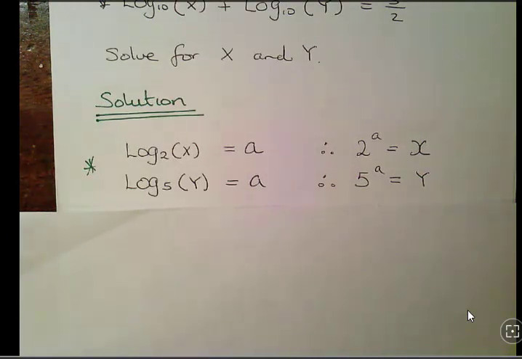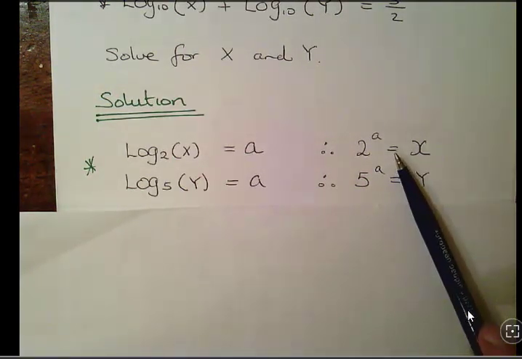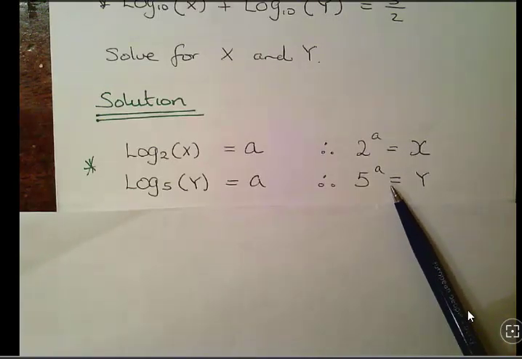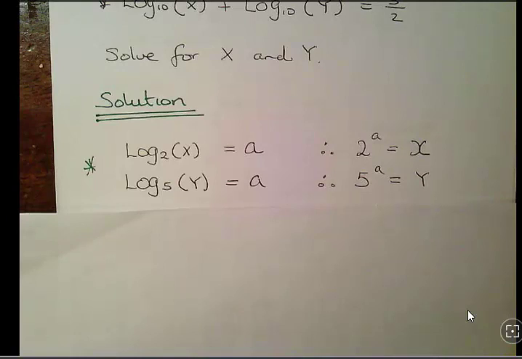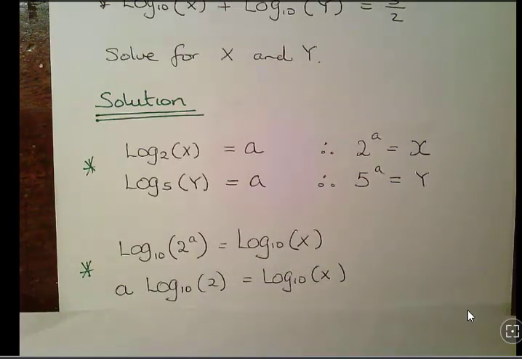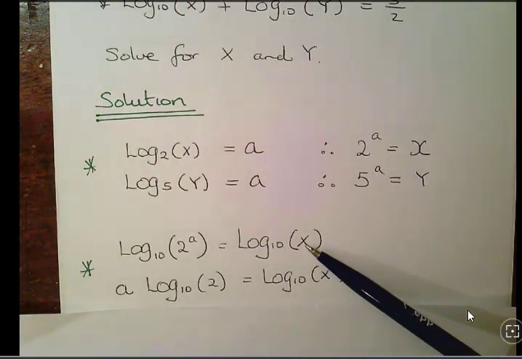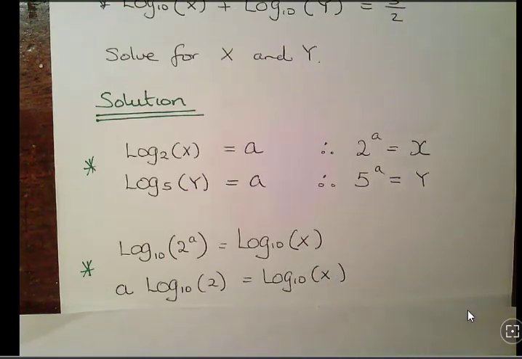Okay, so I have log of x to the base 2 is equal to a, so therefore I can re-express that as 2 to the a equals x and 5 to the a equals y. Okay, so we're just moving along nicely. Now we need to work in terms of log to the base 10. This is part of the second part, which you can just see at the top.